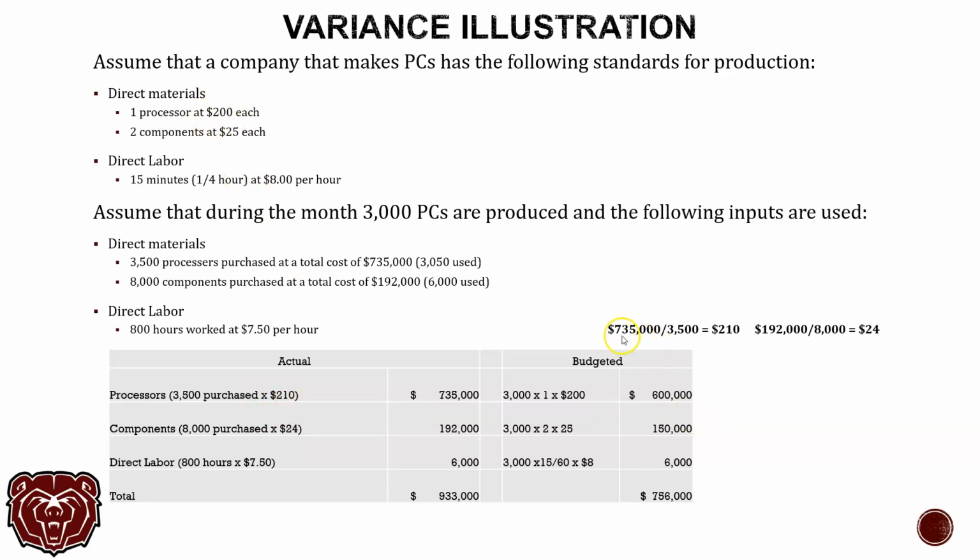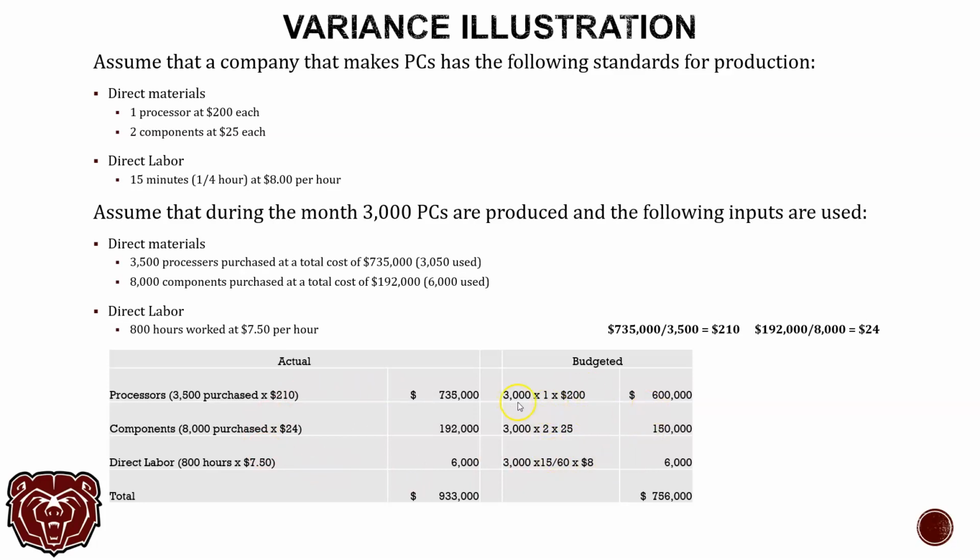Well, we take that $735,000 divided by the 3,500 that we purchased. That tells us we actually spent $210 per processor on it. Same thing with our components. $192,000 total. We bought 8,000 of them, so we spent $24 per component on it. So here we have our purchase. This is what actually happened, and this is what we had budgeted for.